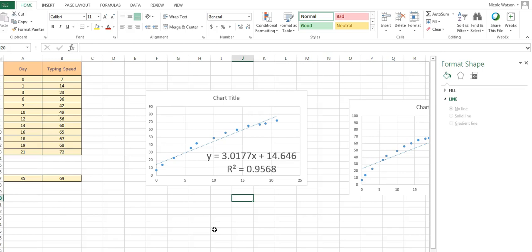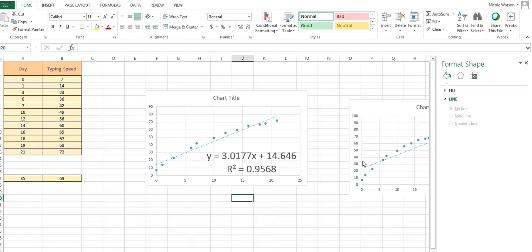I've got r squared right there, and I actually need r. So I'm going to have to take the square root of that. Okay, so I went a little out of order here. Before I find the r squared, I'm actually going to write down my new equation, which was speed equals 3.02, rounding to the nearest hundredth, times the day, plus 14.65.